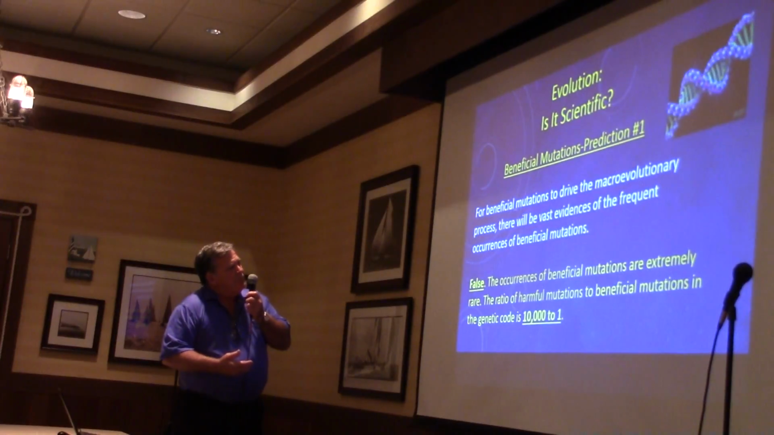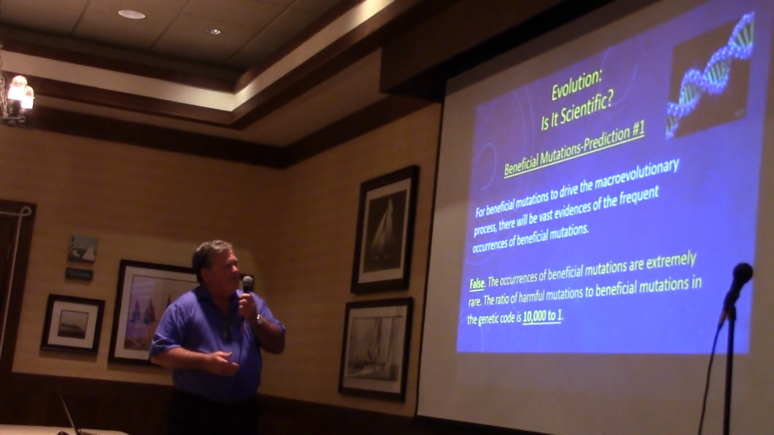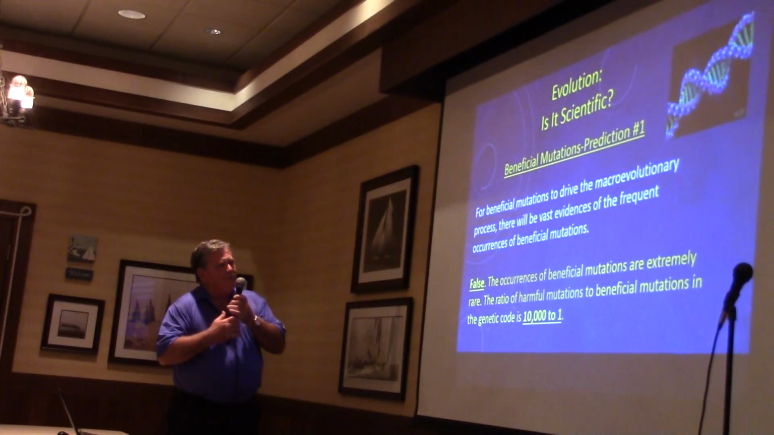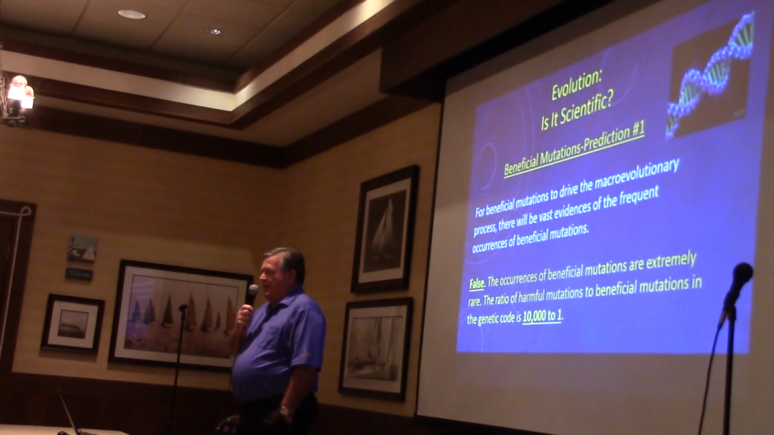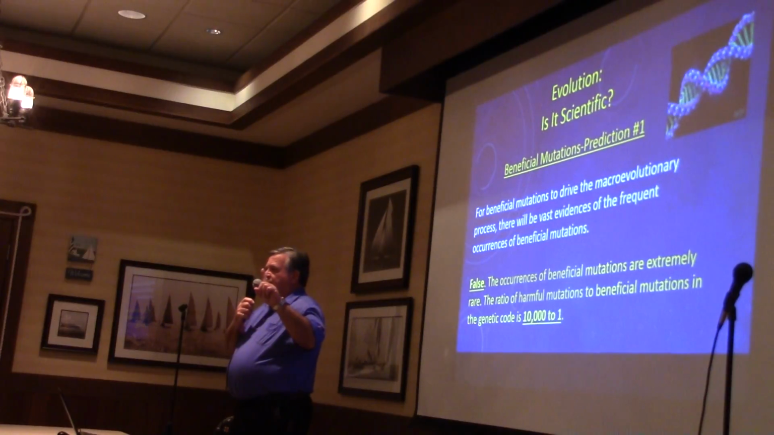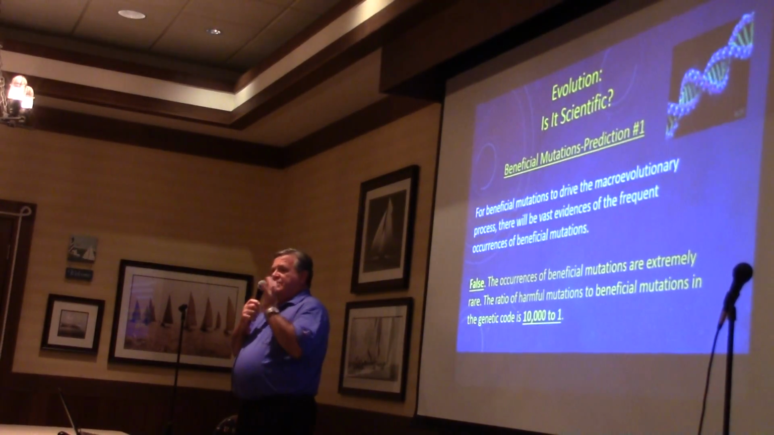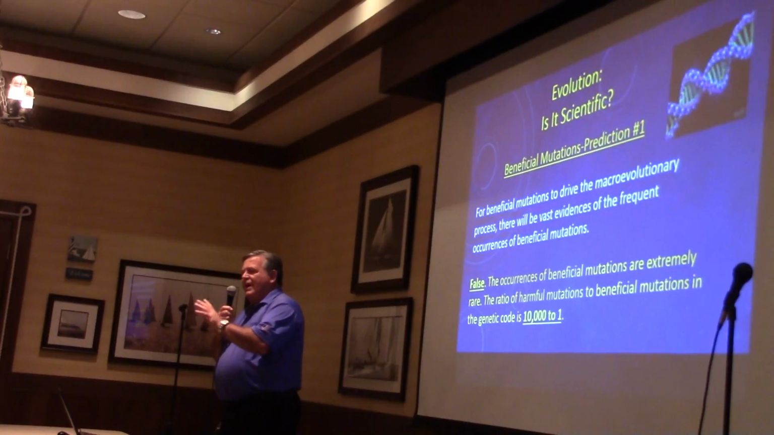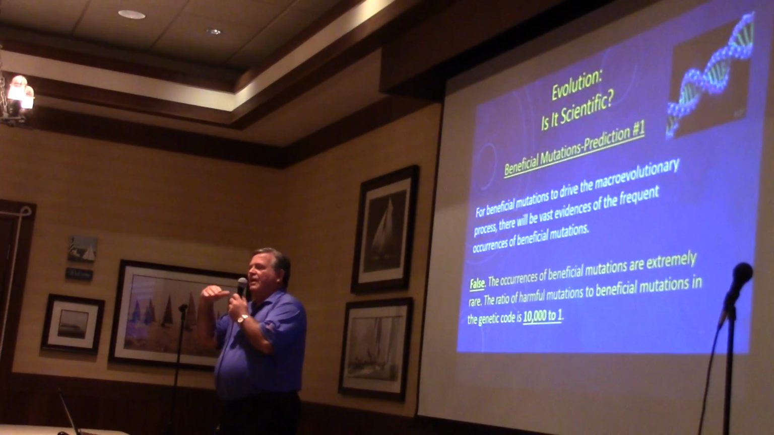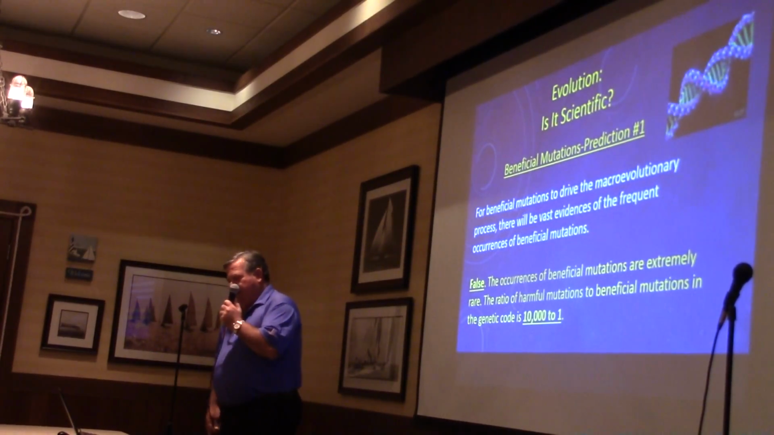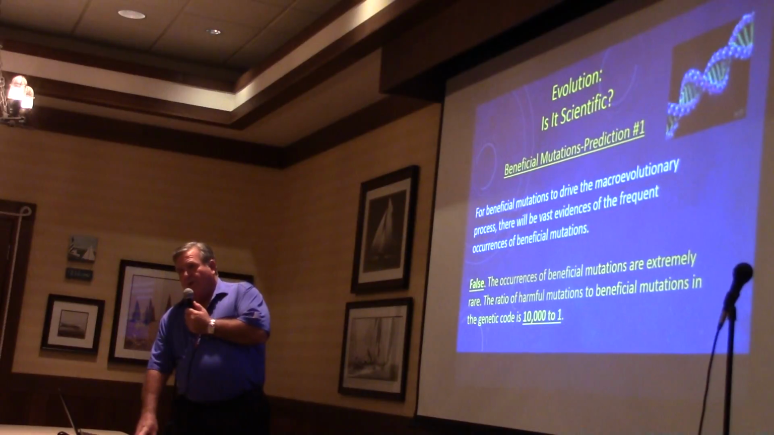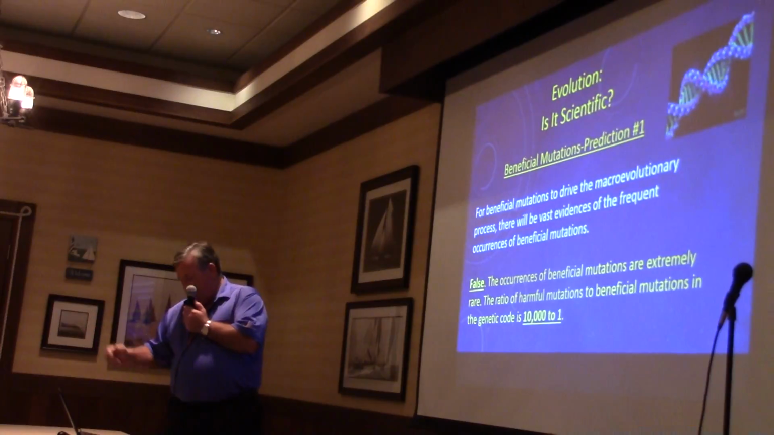Okay. I say that prediction is false. The occurrence of beneficial mutations is extremely rare. The ratio of harmful mutations to beneficial mutations in the genetic code is 10,000 to 1. For every one beneficial mutation, 10,000 harmful ones. Basically, mutations are a deterioration of the genetic code. It's a mistake. Okay? We're going to talk about also some ideas where, in defensive evolution, beneficial mutations have helped organisms.